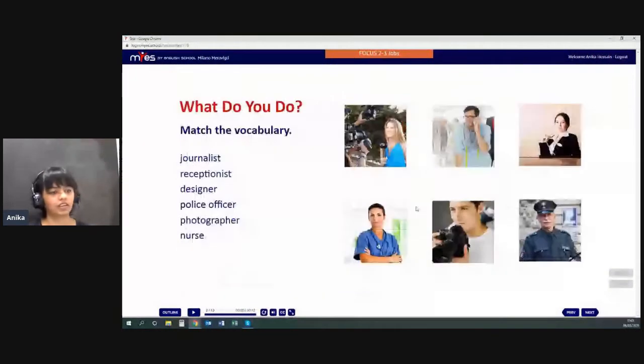So moving on. On the left, there's a list of different jobs. And on the right, you can see some photos that match with these professions. Let's try and match them.